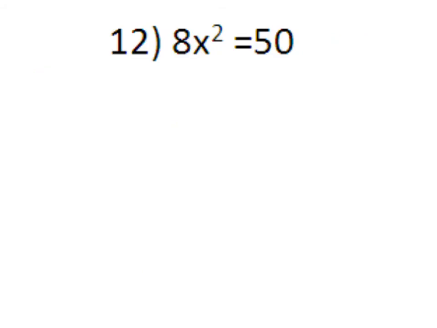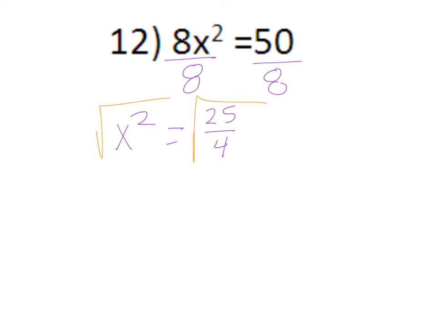Same type of thing here. First, I'm going to divide by 8, divide by 8. I would simplify your fraction here. 50 divided by 8, both of these can be divided by 2, which would give me 25 over 4. Now, just like the other one, I have to take the square root and take the square root.